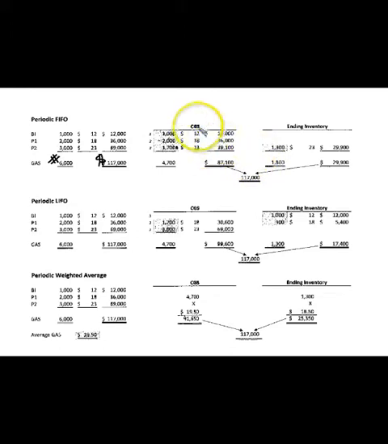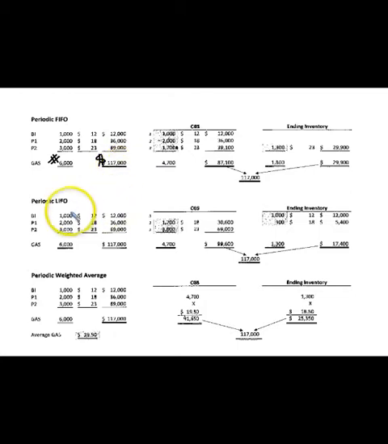So then we schedule out both cost of goods sold and ending inventory. I like for students to do both. So then you can add your total cost of goods sold, your total cost for ending inventory, get your 117,000, and then you can check that with your goods available for sale dollar amount.